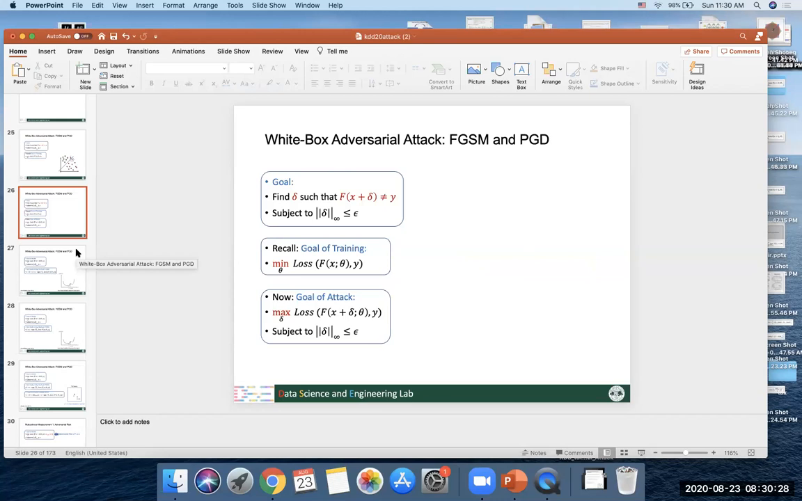Actually, the basic idea of doing an attack is not very complicated. We are just doing the opposite of what we do in training. In training, we want to minimize the loss, so we want the model to have correct predictions. Now if the model is fixed, we just want the model to have a large loss value, so we want the model to have wrong predictions. That is the basic idea of how they do adversarial attacks.